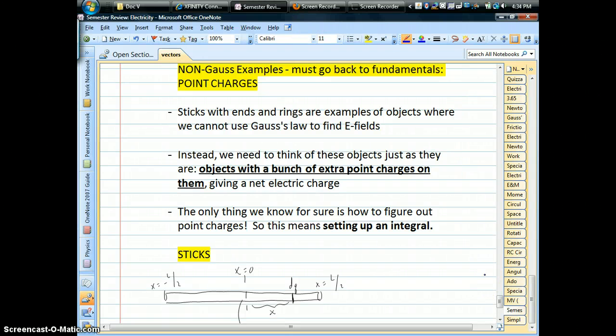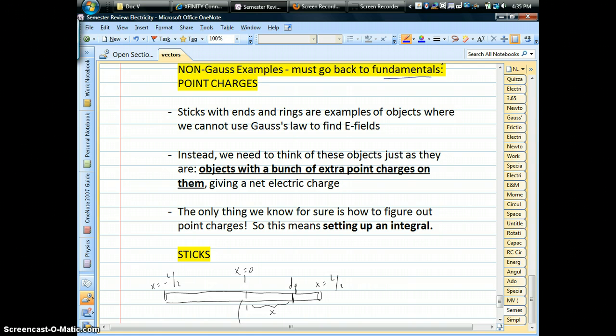Okay, we're back and we're going to do some more. In particular, what about objects where we cannot use Gauss's law? These would be things like rings and sticks with ends. Those are the two classic types that we've done in class. If you can't use Gauss's law, if you have ends and edges and corners and things like this, we're pretty much stuck with using the fundamentals.